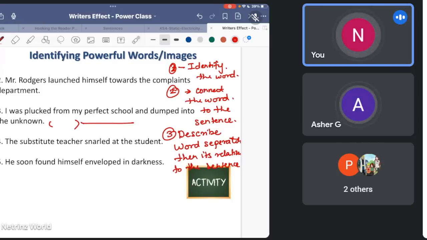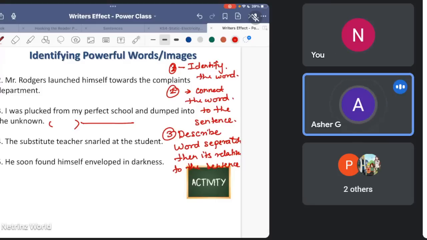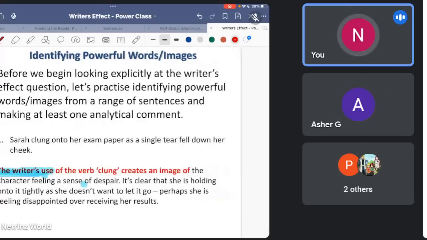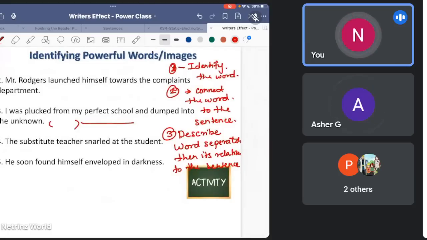The writer uses the word snarl. Please start like this, Mahika. I gave you an example before. You have to start with the writer uses the verb, the word, the adjective, whatever. If nothing, just write down the word, to show that the substitute teacher made an angry sound in the direction of the student.